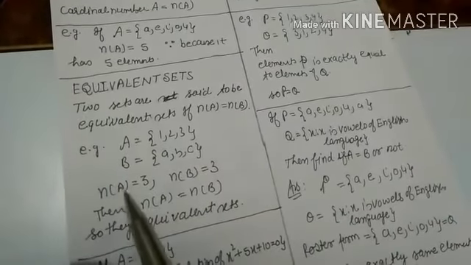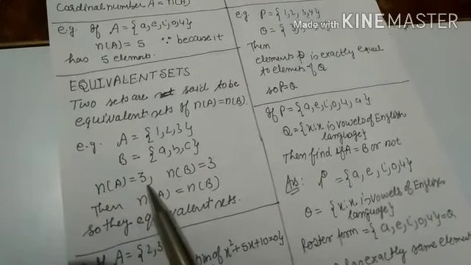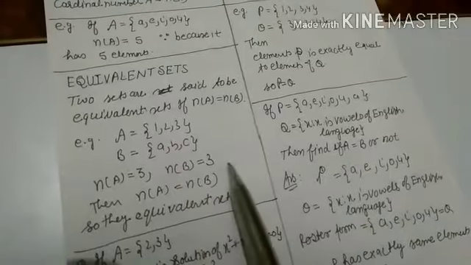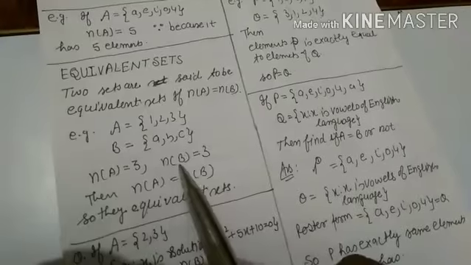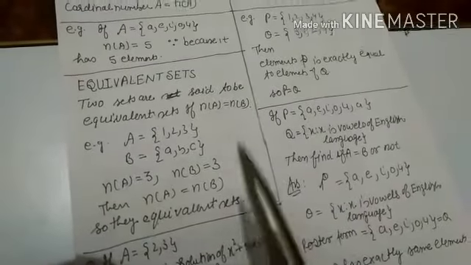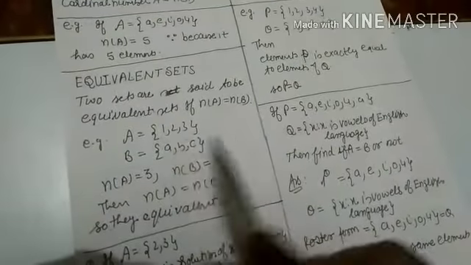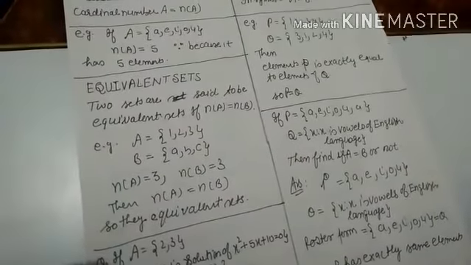So the cardinal number of set A, the number of elements in set A, is 3, and the number of elements in B is also 3. So they are equivalent sets because their numbers of elements are equal. Whether the elements are equal or not does not matter in equivalent sets.